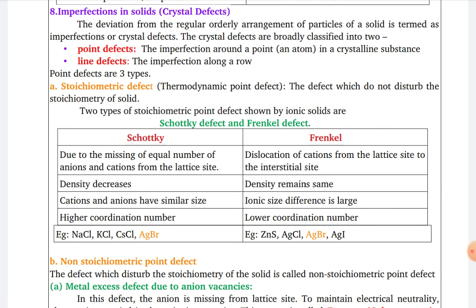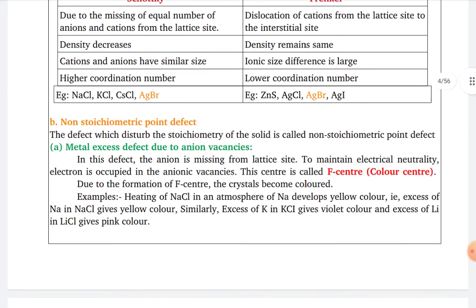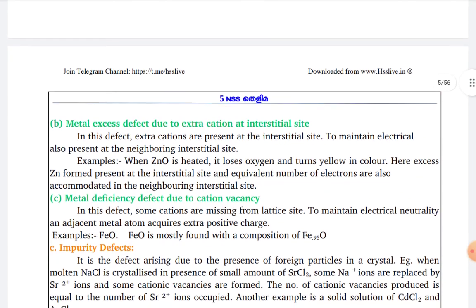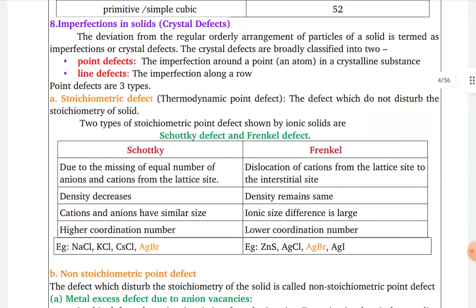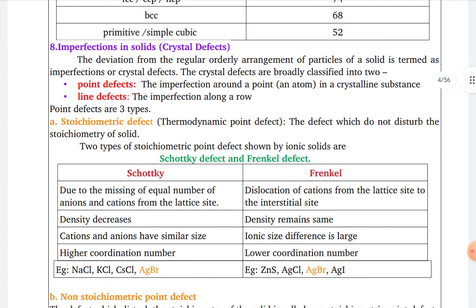The point defects are again classified into three types: non-stoichiometric defect, stoichiometric defect, and at last impurity defect. Okay, the point defect means the imperfection is around a point in a crystalline substance.